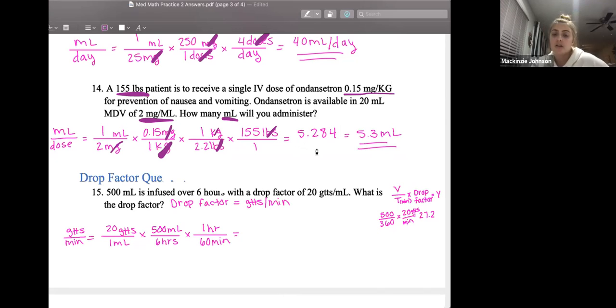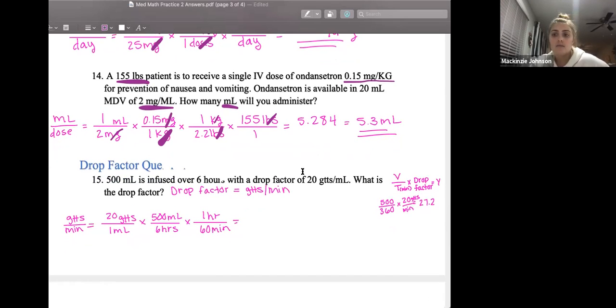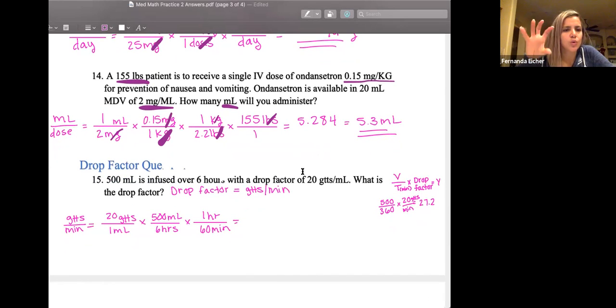Most exams are going to say round to the nearest 10th or round to the nearest 100th. You usually won't put an answer that's that long unless they ask for it. So we have 5.3 milliliters. Does that make sense? So how do you do that whole math on your calculator? Because it multiplies, but then it also divides. How do you do it for sure?